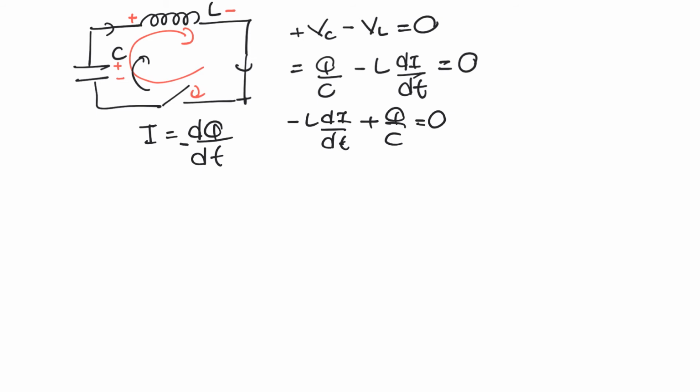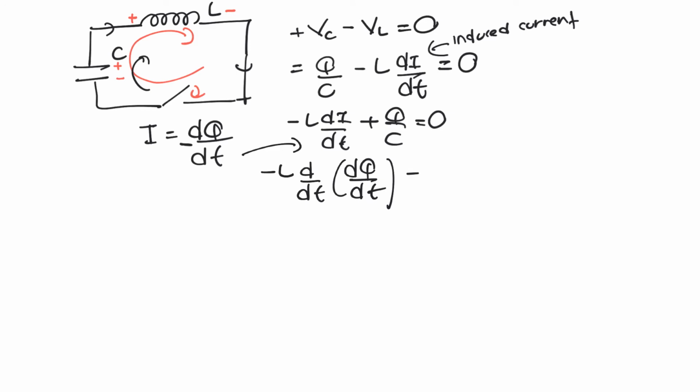Here we put a negative because the decreasing of the potential difference at the capacitor is equivalent to the decreasing of the induced current. This is basically for the induced current. Right now the capacitor is discharging, that's why you get a negative here. So you put it in and get negative L d over dt of dq over dt plus Q over C equals 0.